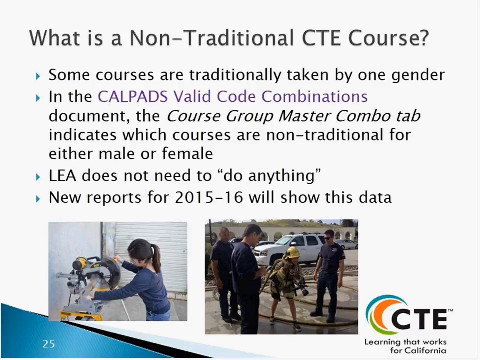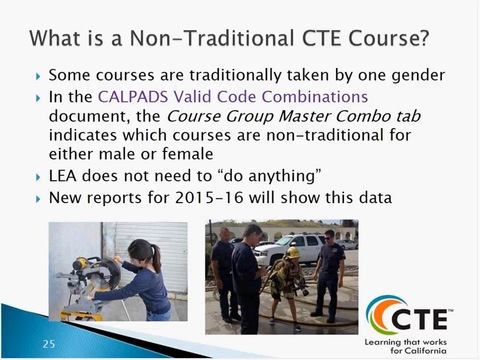What you'll see is that we have courses that will be identified as non-traditional CTE courses. And some of those courses are traditionally taken by one gender. So, for example, welding tends to have more male students enrolled. We have more females enrolled in some of our education pathways, child development pathways, and those are considered non-traditional. We determine which occupations are considered non-traditional, and have a course group master code tab that will allow you to see which courses are non-traditional for either male or female.